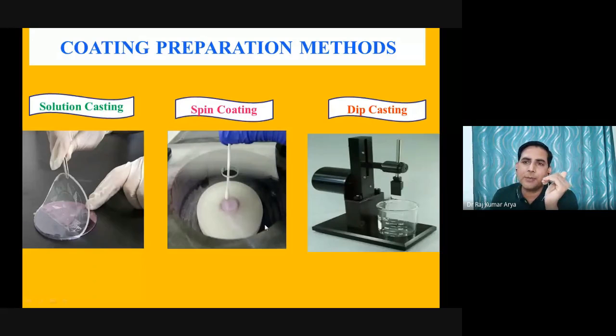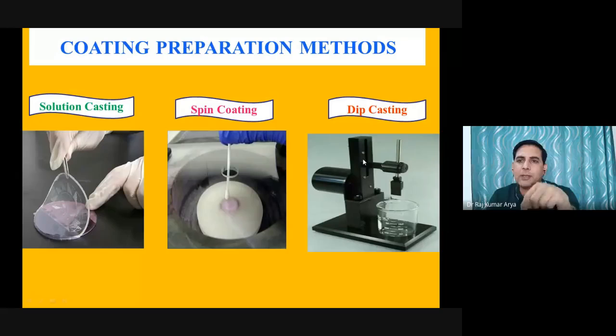Another one is dip casting. This is used for all mechanical tools. Tools, or your vehicle body parts, are coated by dip casting. You just dip it in the particular solution of the paint, color, pigment, primers, and just take it out. Here, the rate at which you take it out controls the thickness.